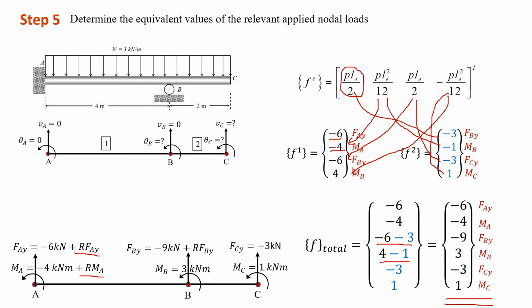Similarly, for point B, as it cannot move in the Y direction, it's going to have a reaction force in the y direction. That's why for FBY, you need to add the reaction FBY. For the rest of the values, there are no reactions. Only these 3 points have reactions.